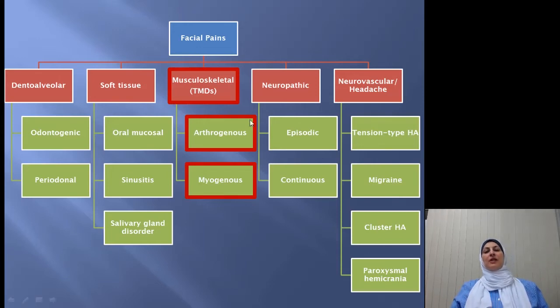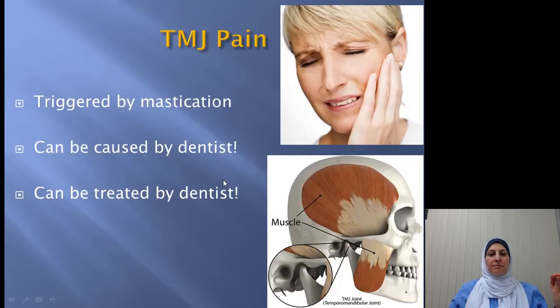The third cause of facial pain is musculoskeletal, and here I'm presenting arthrogenous and myogenous. Arthro means the joint, so the pain is originating from the joint. Myo means muscle, which means that the pain is originating from the muscle. With TM joint pain, usually the pain is located in the joint area and refers to the ear in many instances, and the patient will tell you that talking or chewing would induce or increase the intensity of pain.